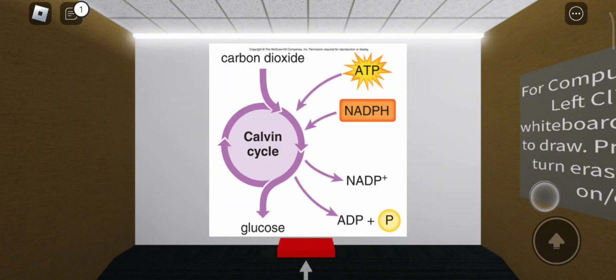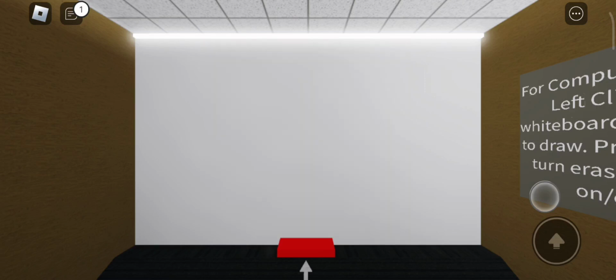The second stage is the Calvin cycle, which happens in the stroma of the chloroplasts. The ATP and NADPH produced in the light-dependent reactions are used to convert CO2 into glucose through a series of steps. This glucose acts as the energy source for the plant and is used to form other essential organic molecules.